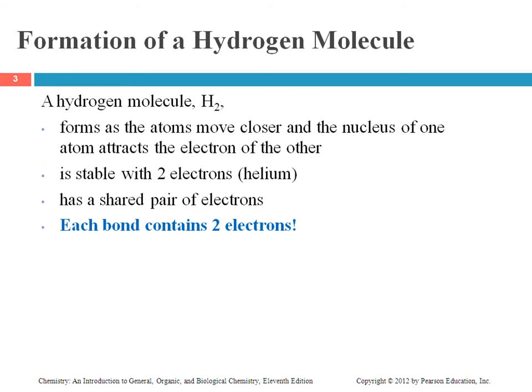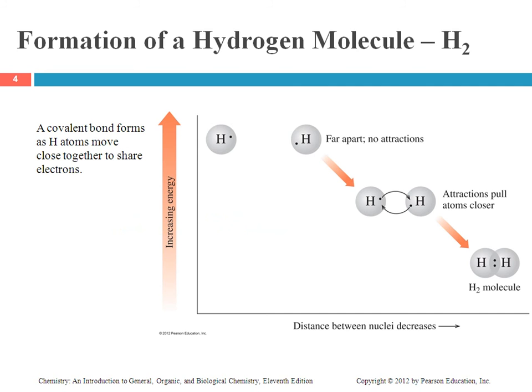So if we have a hydrogen molecule, H2, so we have two hydrogens, it forms as the atoms move closer and the nucleus of one atom attracts the electron of the other. It's stable with two electrons, because hydrogen just has one, since its atomic number is 1. But it would like to have two, like helium. And so it's going to share a pair of electrons, and that bond is going to contain two electrons.